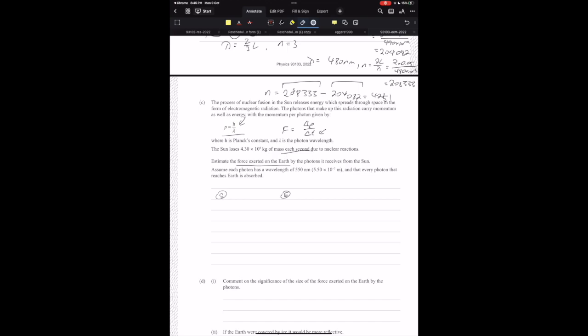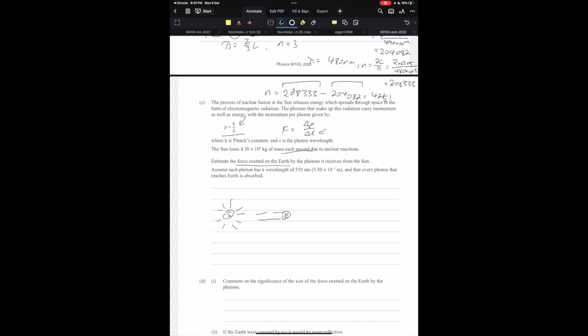Oh, actually, let me redraw this. We have the sun here, we have the Earth over here. The sun is emitting photons in all directions, right? But only some of them will reach the Earth. The issue is how many photons reach the Earth, and also how many photons are released.